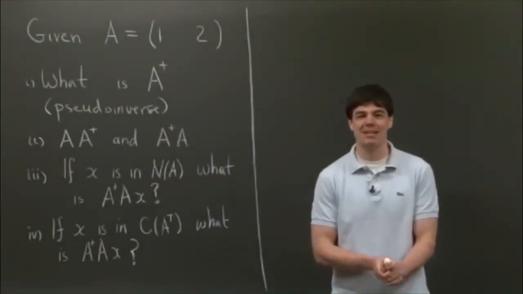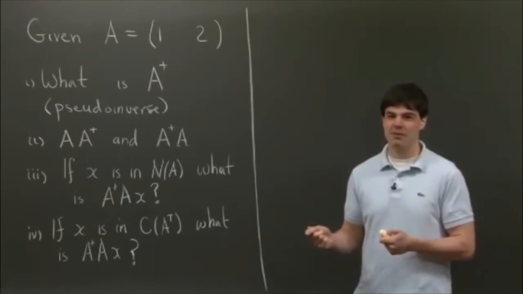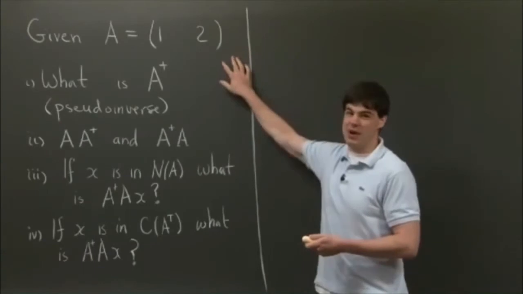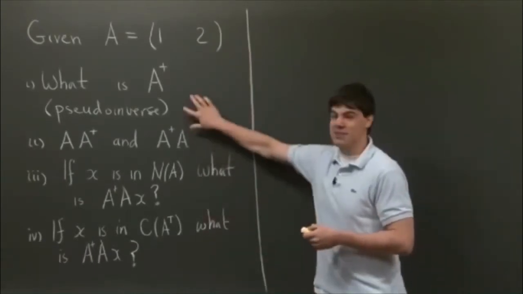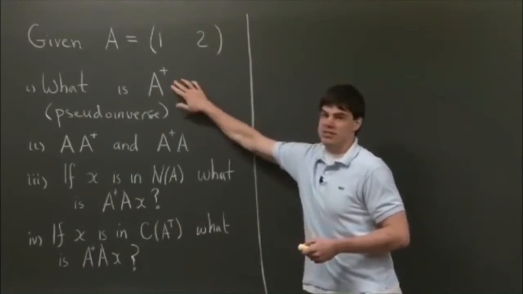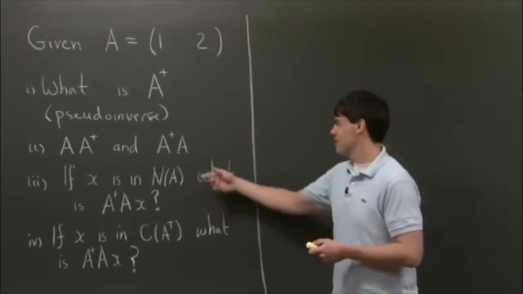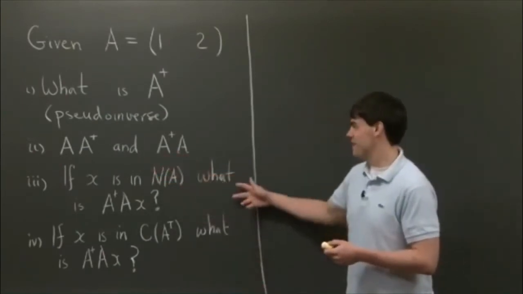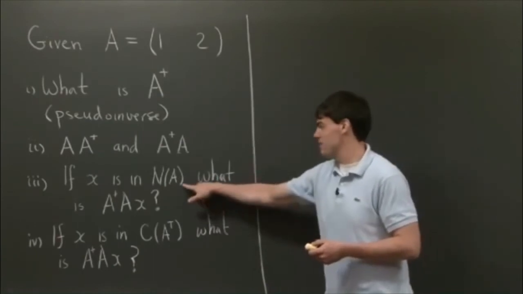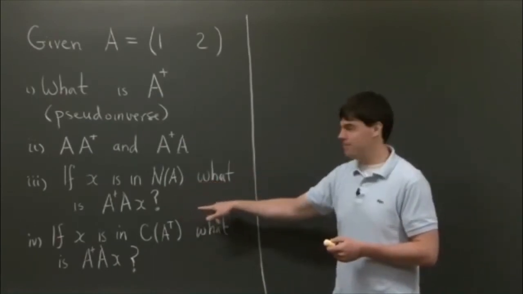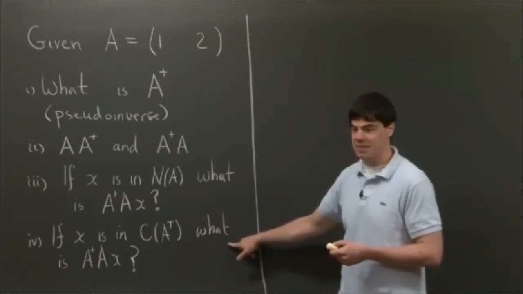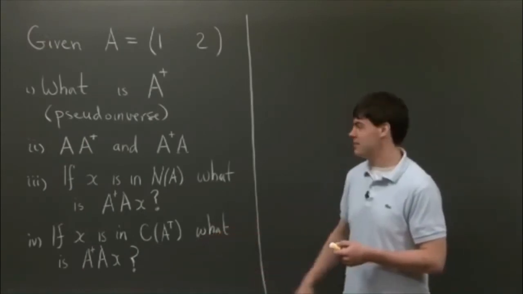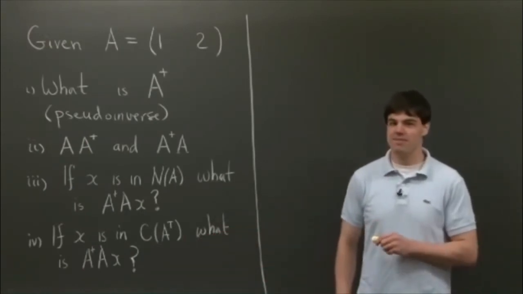Hi everyone, welcome back. Today I'd like to tackle a problem on pseudo-inverses. Given a matrix A, which is not square, it's just 1 by 2. First, what is its pseudo-inverse? A plus, I'm using to denote the pseudo-inverse. Secondly, compute A plus A and A A plus. Thirdly, if X is in the null space of A, what is A plus A acting on X? And lastly, if X is in the column space of A transpose, what is A plus A X? I'll let you think about this problem for a bit, and I'll be back in a second.